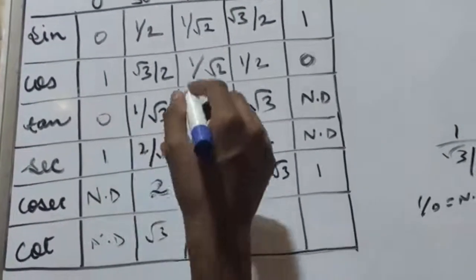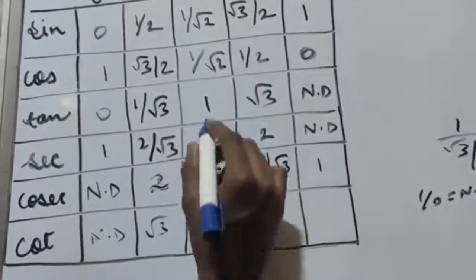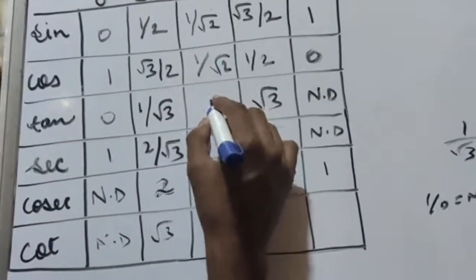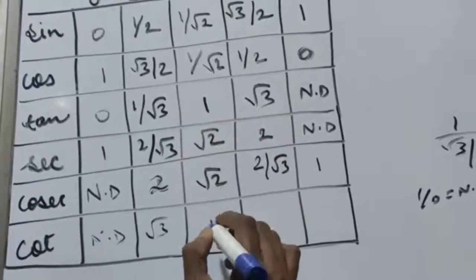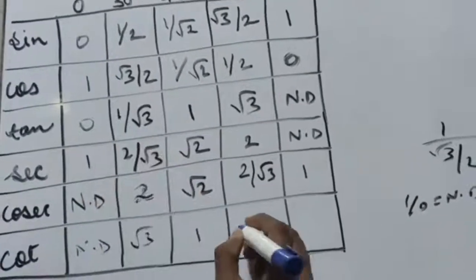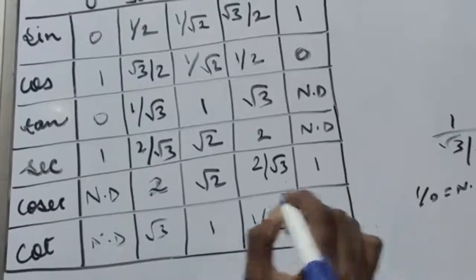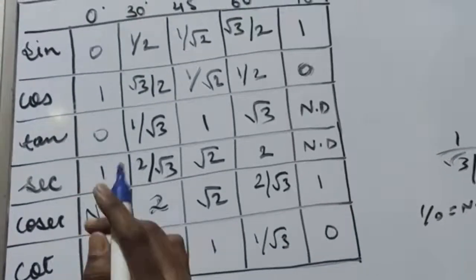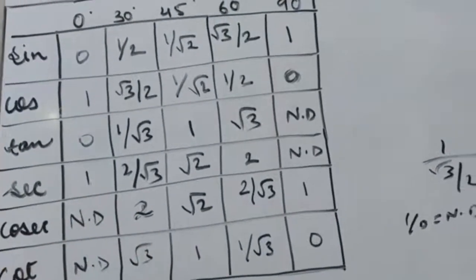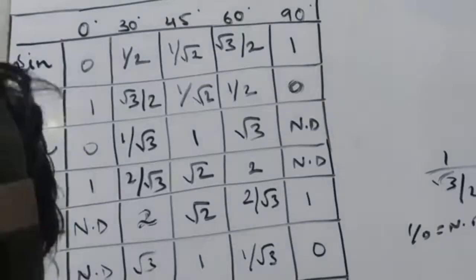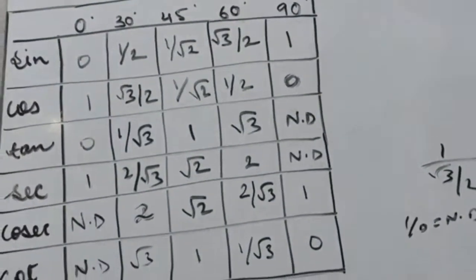Then the next value is 45. Cot 45 is the reciprocal of tan 45, which is 1 by 1. Again 1 by root 3, and 0. So this is how.